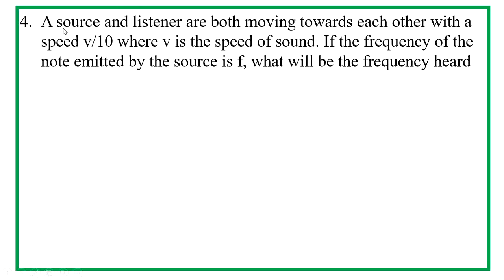Problem 4. A source and listener are both moving towards each other with a speed V by 10, where V is the speed of sound. The source is moving and the listener is also moving with a speed of V by 10, that is 1 by 10 of the speed of sound. Now the frequency of the source is given as F. We have to find the frequency heard by the listener.